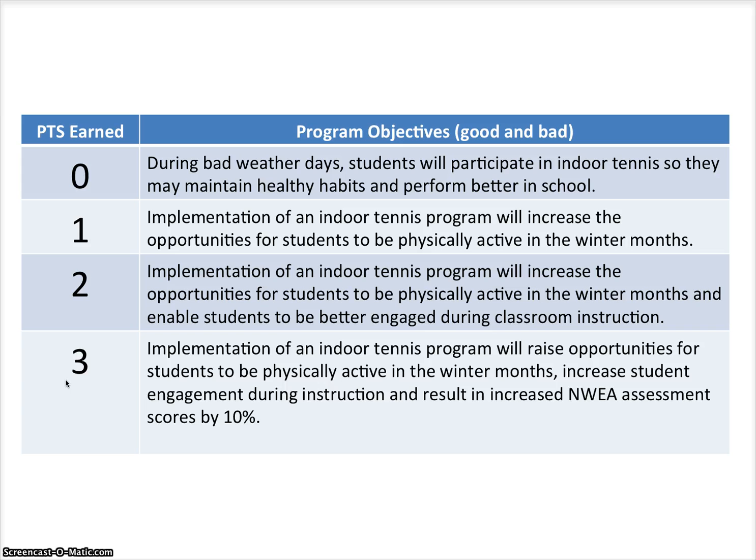So let's look at getting a 1. Implementation of an indoor tennis program will increase the opportunities for students to be physically active in the winter months. All right, now we have a program objective. We don't have it tied to any student achievement. We don't have any tied to data, anything of that nature, but we have an objective related to the program. What will the program do? That's what we're looking for, so you would get a 1.